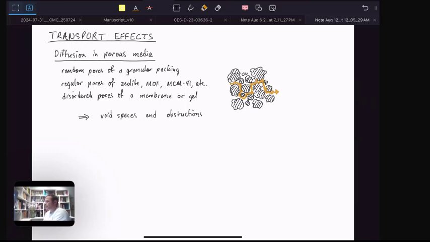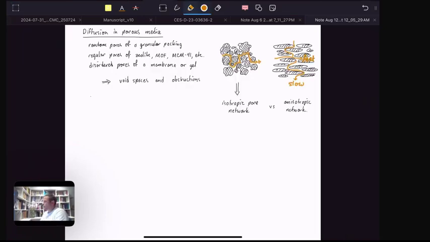The basic idea here is that you have void spaces or pores, and you have obstructions, and the obstructions serve to make the diffusion paths longer and to restrict the cross-sectional area through which things can diffuse. An important consideration is whether the pore network is isotropic or anisotropic. This has to do with the structure and the interconnectivity of the pores and whether they have a difference in which direction you look at.